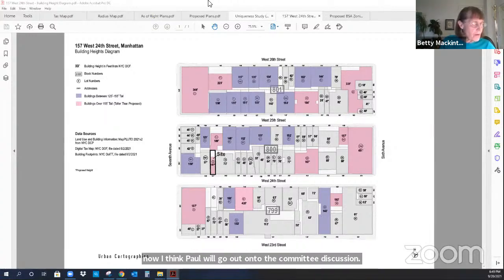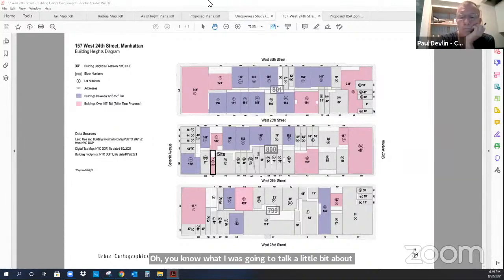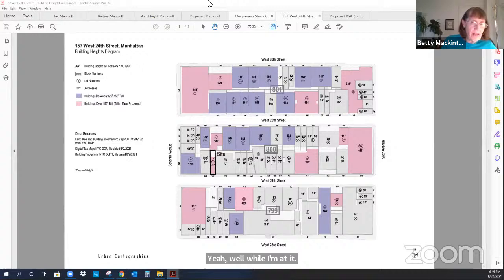Oh, you know what? I was going to talk a little bit about the heights while I'm at it. I looked at the statement of facts that the applicant submitted. I hope everyone on the committee read all this stuff. According to the information, just on the block, the south side and the north side of the block, there are 14 residential buildings on both sides of the street.